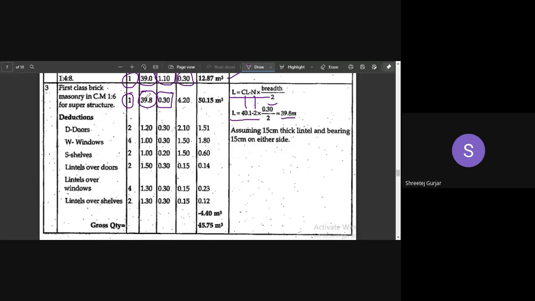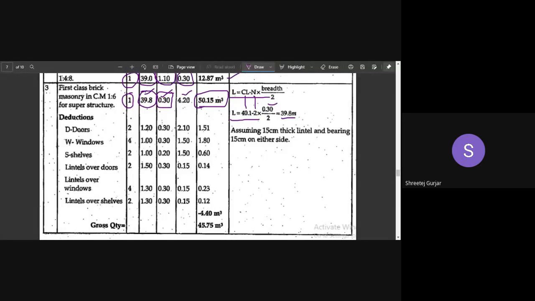So length will be 39.8, the thickness of my wall is 0.3, and the floor to floor height is 4.2 meters. So multiplying number into L into B into D, we get the quantity of brickwork as 50.15. So this is the gross quantity of my brickwork, right? It is gross, it is not net. It is 50.15 meter cube.